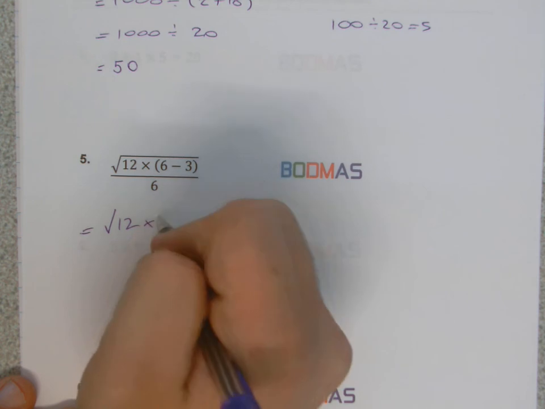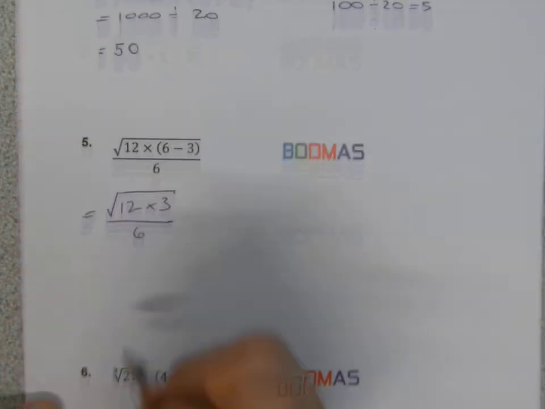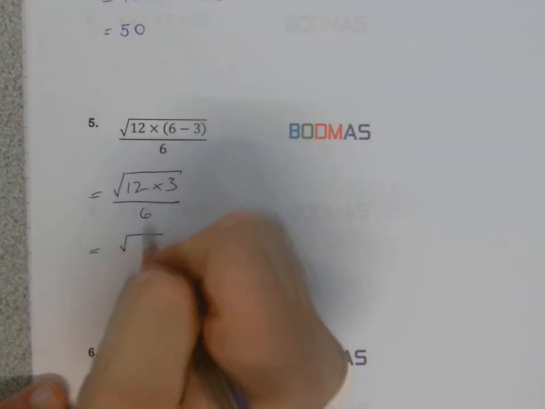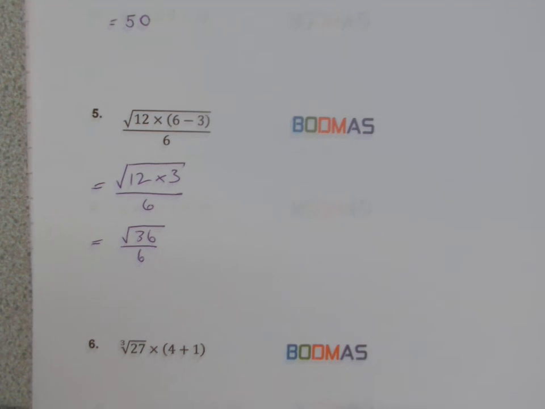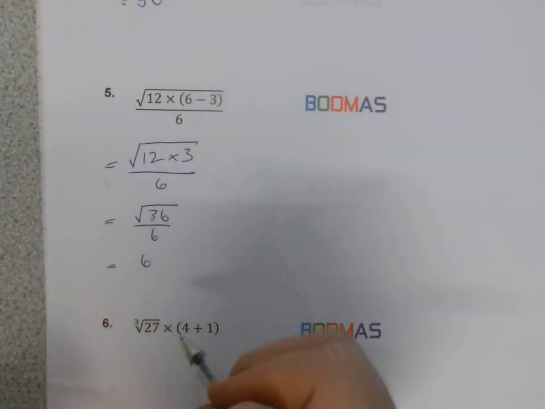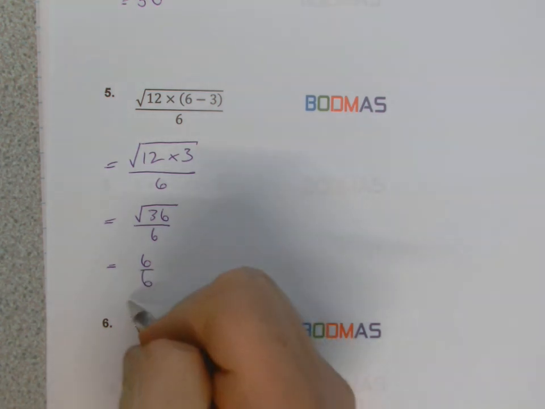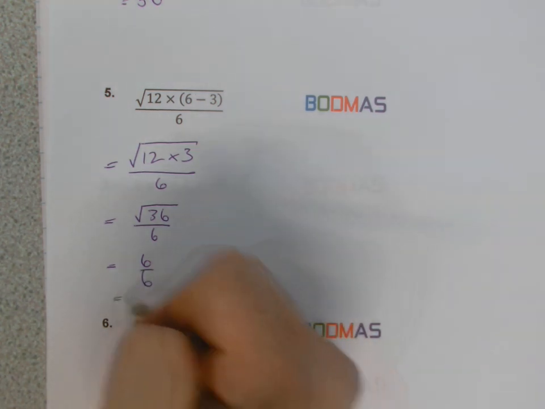Obviously, we need that bracket. 6 take away 3 is just 3. All over 6. Okay? And let's work out then, 12 times 3 is 36 over 6. And square root of 36 is just 6, isn't it? If you think about it, 6 times 6 is 36. So you've got 6 on the top, 6 on the bottom. 6 divided by 6 will equal 1.